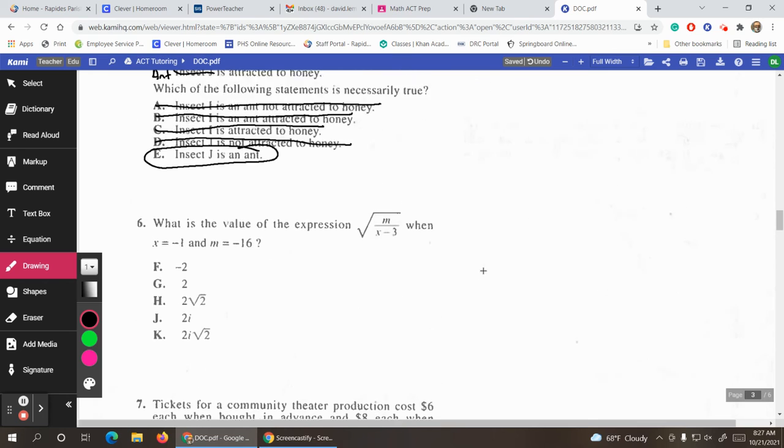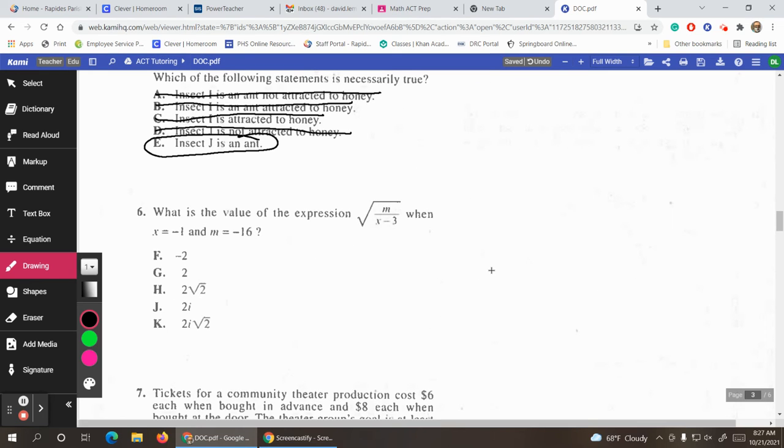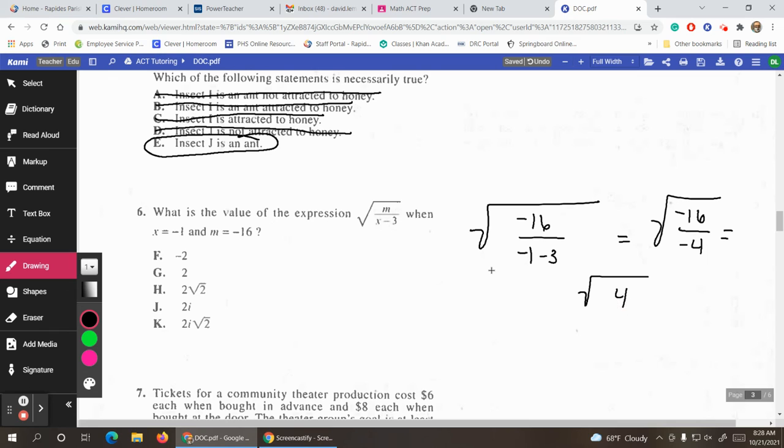All right. 6, the value of the expression. So you have the square root of -16 over -1 minus 3. That's going to be the square root of -16 over -4, which is the square root of 4, which is just 2.